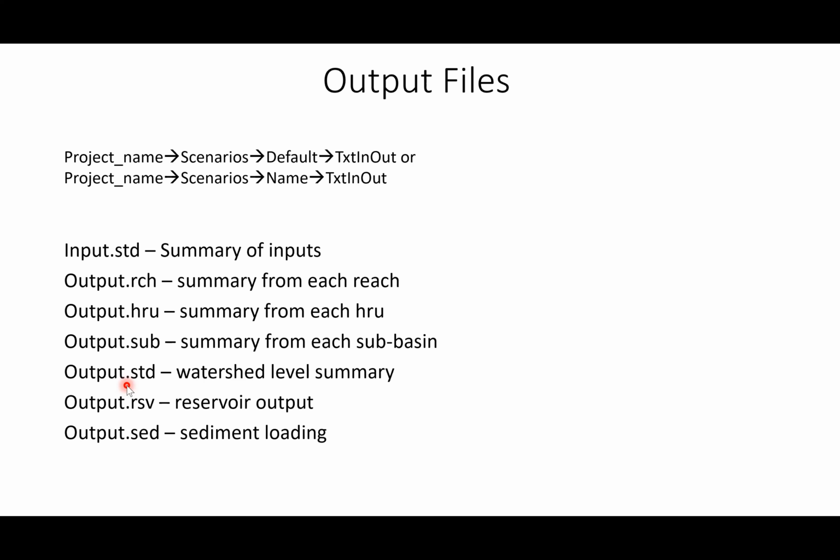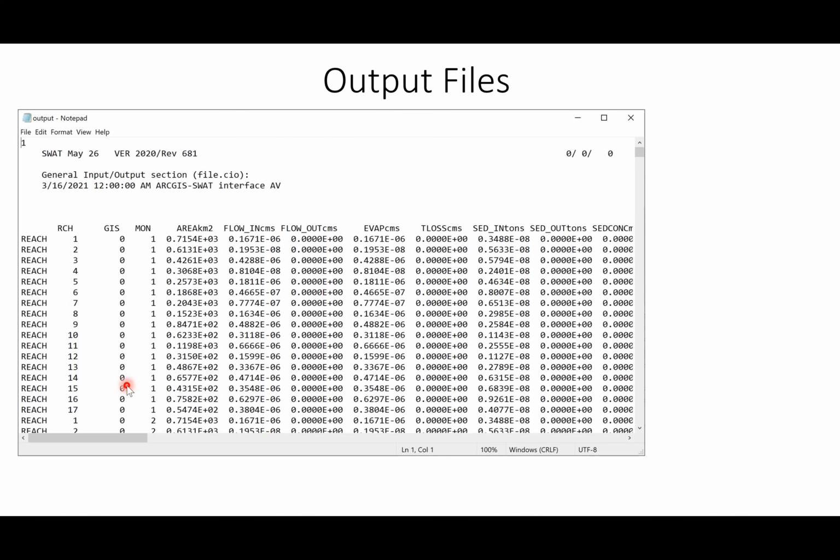These are all text files, and if you click or open some of these files, this is how they will look. This is a reach scale output, so you will see RCH here. So this is the reach, this is the day, flow coming into that reach, flow coming out of that reach, evapotranspiration loss, and sediment, and so on. So for hydrology, we are mostly interested in the watershed outlets, so you will have to find out the reach that is exiting the watershed, and this column will give you the hydrograph for the outlet.